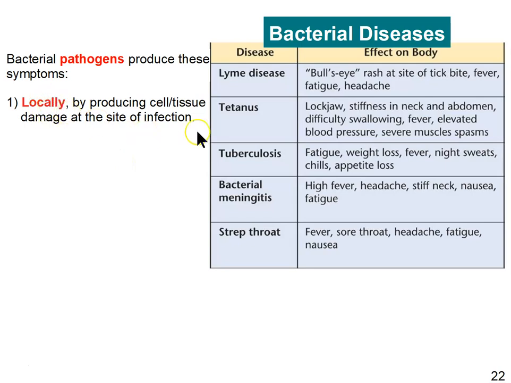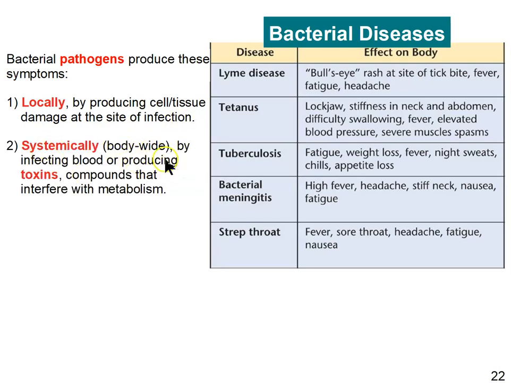So locally means where the bacteria is infecting you, that place in your body, the cells and tissues are being damaged. So at the site of infection. In other words, if you get a cut and that cut gets infected, that pathogen is infecting your skin at that site of infection, at that damaged area, but it's not really affecting your whole body. The bacterial cells themselves are not traveling throughout your body. Their toxins might be traveling throughout your body, but for the most part, the infection is localized just to your skin, for example.